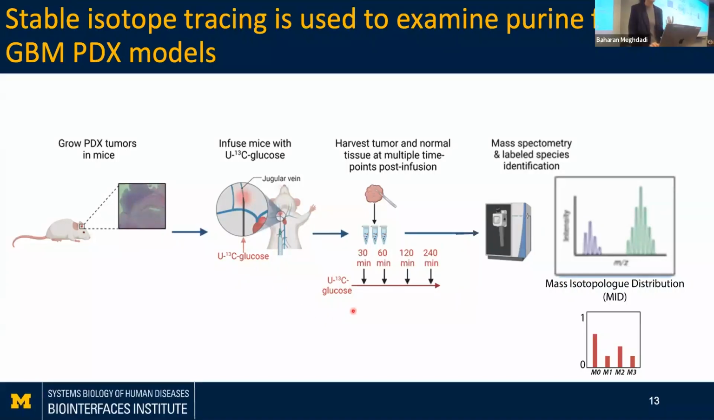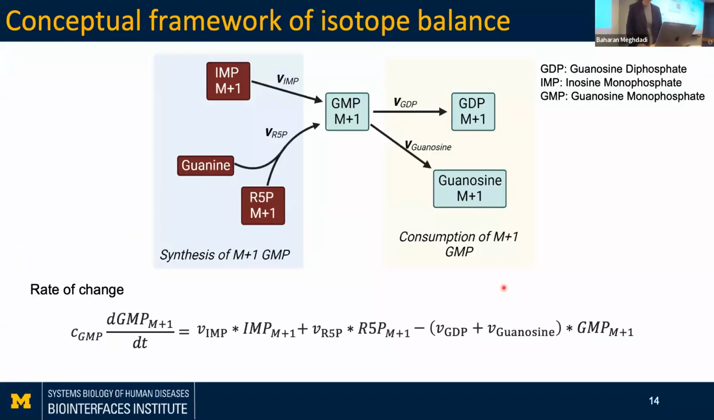But after that, we harvested the tumor and normal tissue at multiple time points. So the difference in this experiment is that we have multiple time points instead of just one point. And then we measure the mass isotopologue distributions. And here I'd like to discuss how I write the mass isotopologue balances.